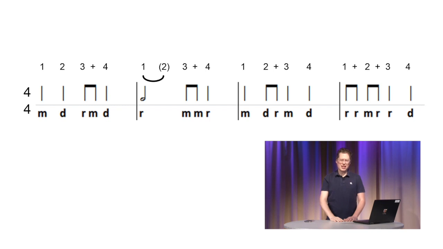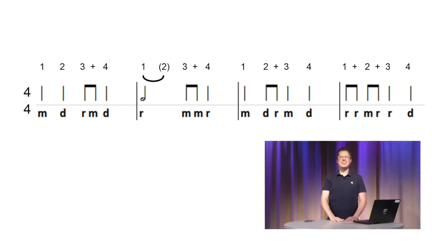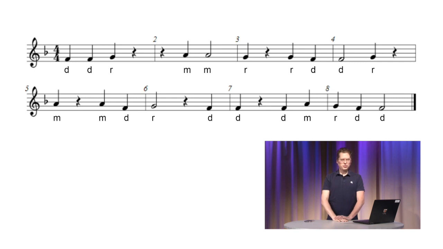Let's do it one more time. Starts on a mi. 1, 2. Here we go. Mi, do, re, mi, do. Re, mi, mi, re. Mi, do, re, mi, do. Re, re, mi, re, re, do. Great job. Okay, I think you're ready for actual musical notation.